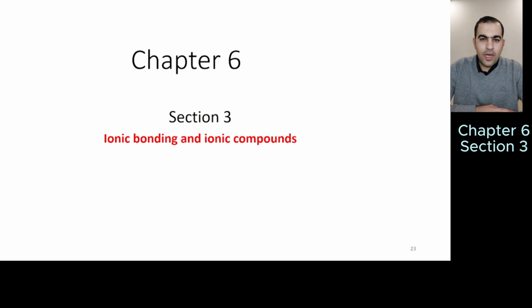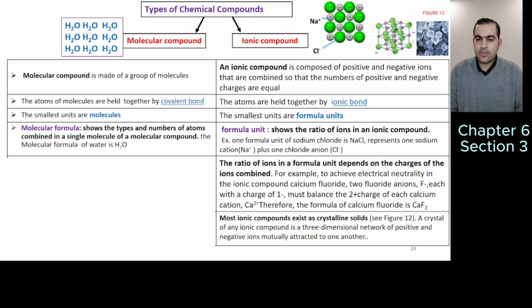In this video, I will be talking about chapter 6, section 3, ionic bonding and ionic compounds. Let's start. Types of chemical bonding. We learned in section 2 there are two types of chemical bonding, molecular and ionic compounds.